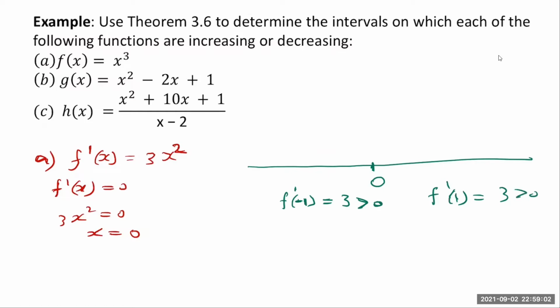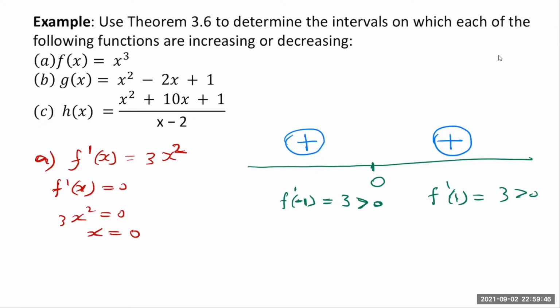That means your derivative f prime has to be positive in this interval, and also positive in this interval. Because you pick one value from an interval and for that value f prime is positive, f prime has to be positive for all the values in that interval. That is because f prime can change sign only at x equals 0, if it changes sign. There is no other place where it changes sign. So I have the sign chart now.